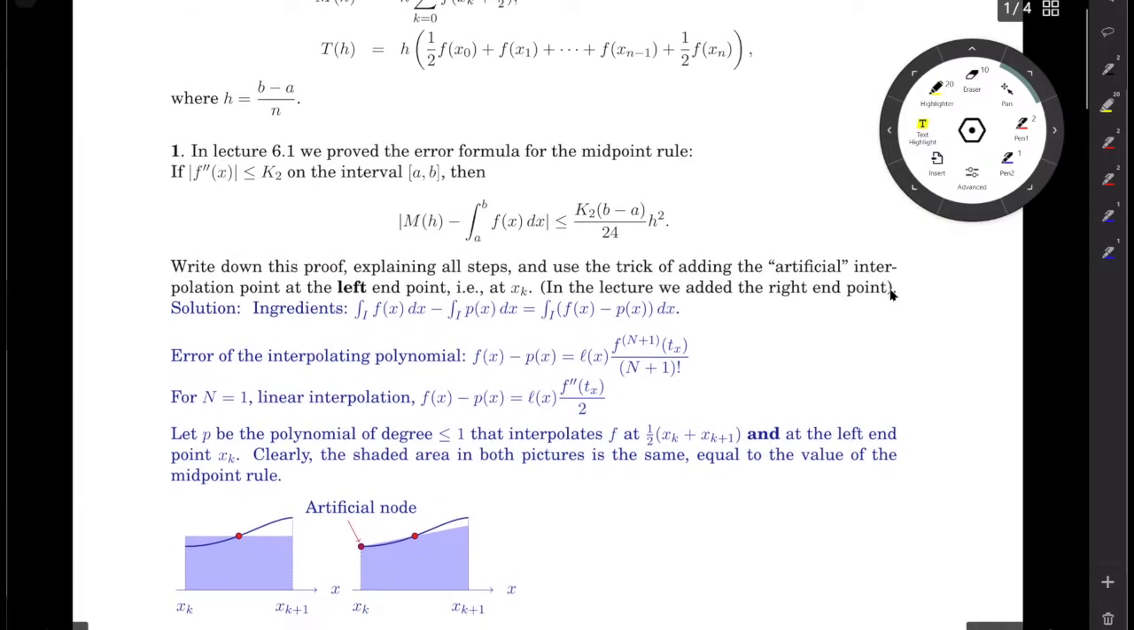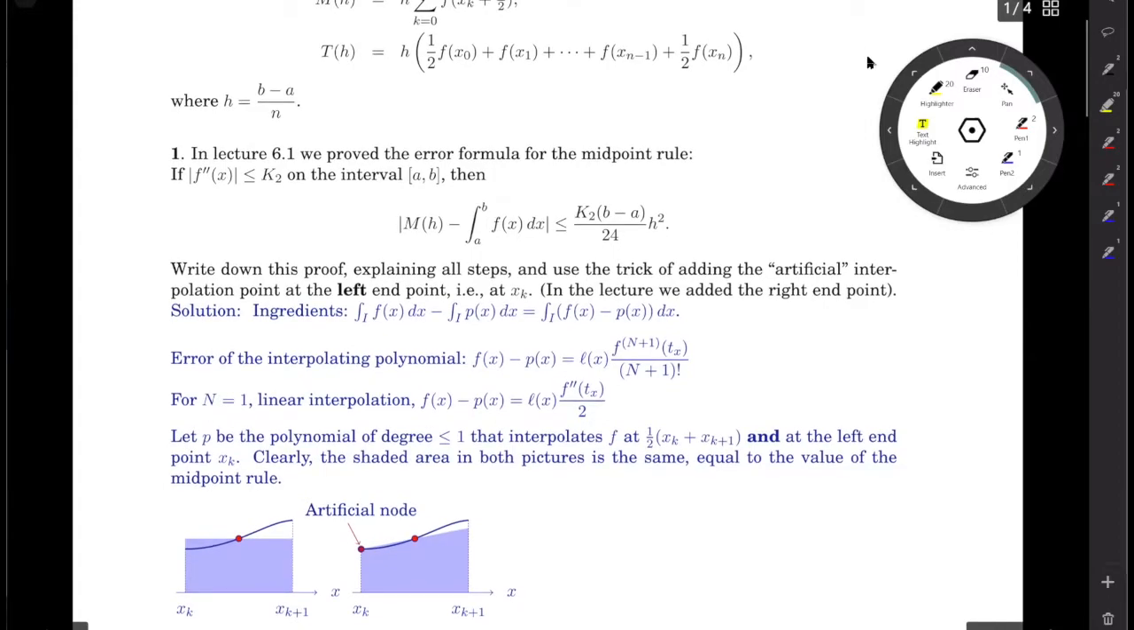But using the trick we used in the lecture for the left endpoint. So it really parallels what we've done in the lecture, I think it was 6.1. And the ingredients to this is that we're trying to approximate the integral of f of x by replacing it by the integral of p of x, where p is the interpolating polynomial. And we know the error of the interpolating polynomial. And we want to use linear interpolation.